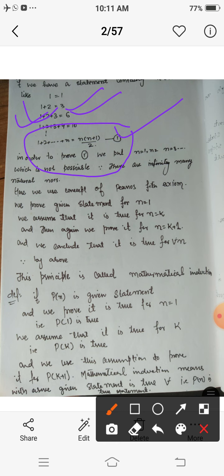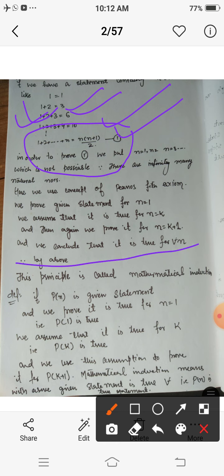And we assume that this statement is true for n equals k, where k is any natural number. That is, the sum of the first k numbers is k into k plus 1 upon 2. Then we use this assumption in proving for k plus 1. When we prove this for k plus 1 and it comes out to be true, then we conclude from Peano's axiom that this statement is true for each and every n.